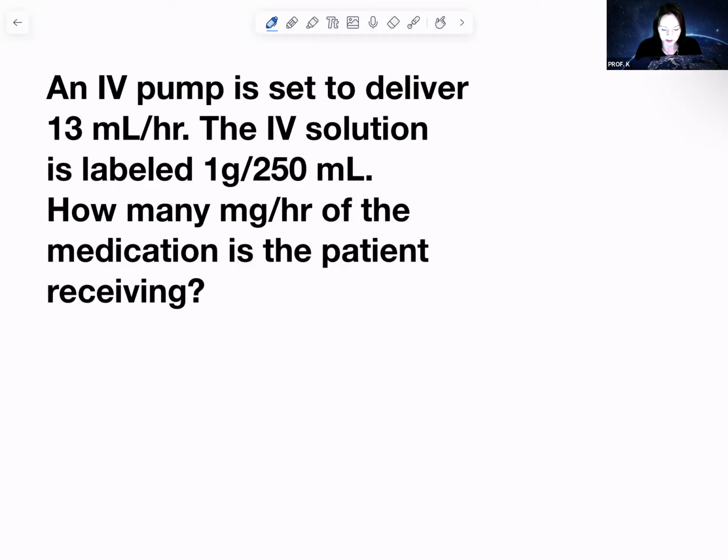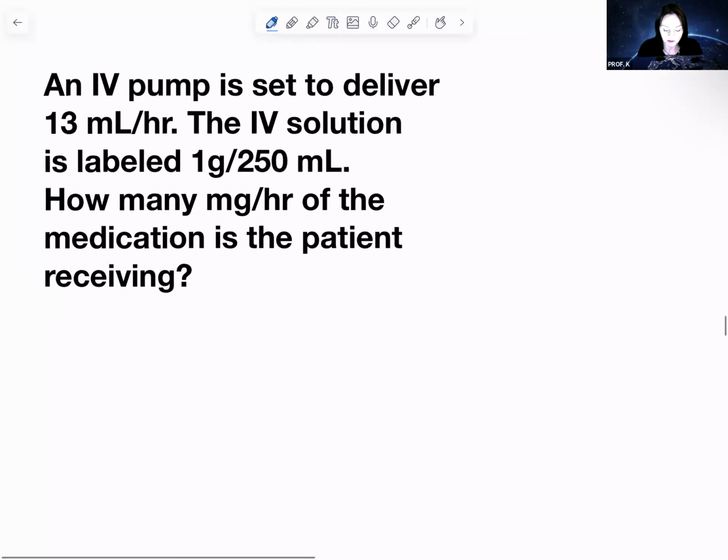So let's read this question. An IV pump is set to deliver 13 milliliters an hour. The IV solution is labeled 1 gram per 250 milliliters. How many milligrams an hour of medication is the patient receiving? So we know what they're asking us to solve for, milligrams an hour. I think we can identify that. Cool. The order, what's the order?